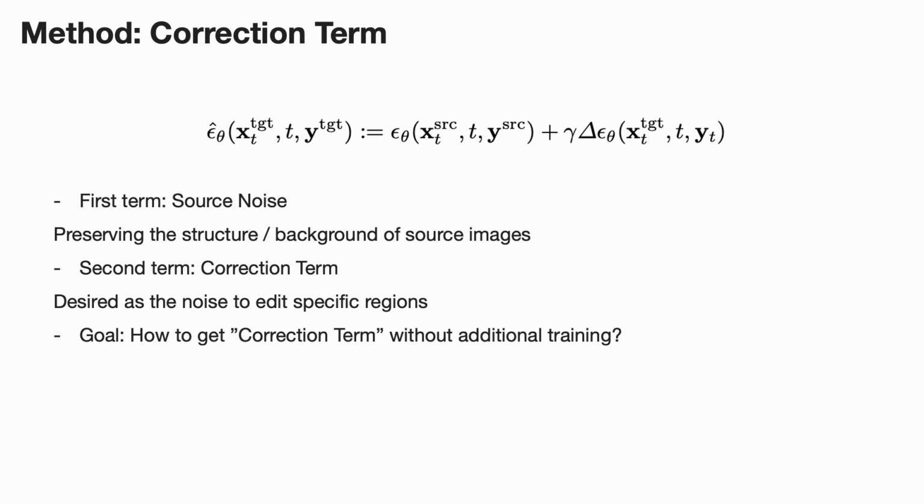This is the equation of the noise used in the reverse process, which includes the key idea of a correction term. The first term is called the source noise, which has a direction for source images. We try to correct this term to change the noise as we want. And the second term is called the correction term, delta epsilon theta, with coefficient gamma. This correction term determines the quality of the generated images, and it should be focused in the region of interest in source images. So, how do we get a correction term without any additional process?